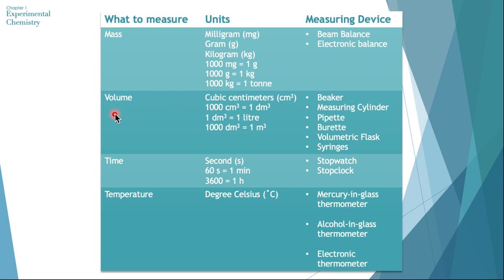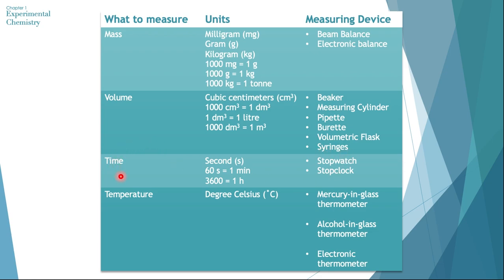So then we have volume. Units of volume are the cubic centimeters. 1000 cubic centimeters make 1 cubic decimeter. 1 cubic decimeter is equal to 1 liter as well. So 1 cubic decimeter is also equal to 1 liter. But 1000 cubic decimeters are equal to 1 cubic meter. So these were the units of volume. The measuring devices for volume are the beaker, the measuring cylinder, the pipette, burette, volumetric flask, and syringes.